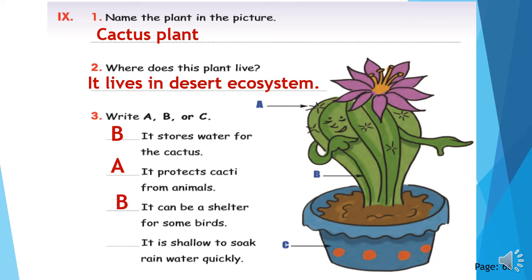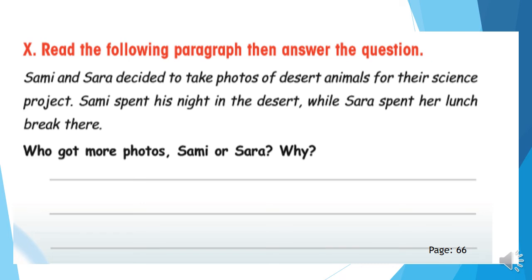Excellent, part B. It's shallow to soak rainwater quickly, to take the water directly when it rains. Which part absorbs this water? The roots. So excellent, part C. Good answers, guys. Now, let us read the following paragraph, then answer the question.